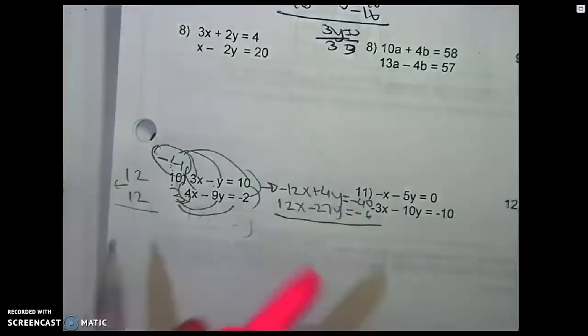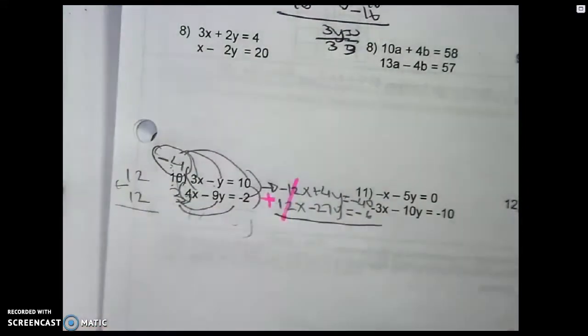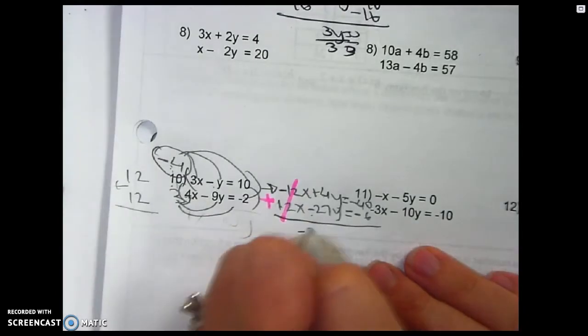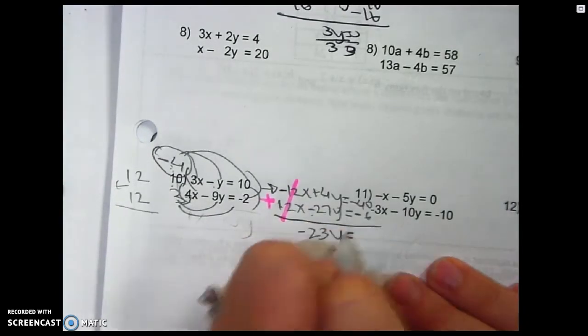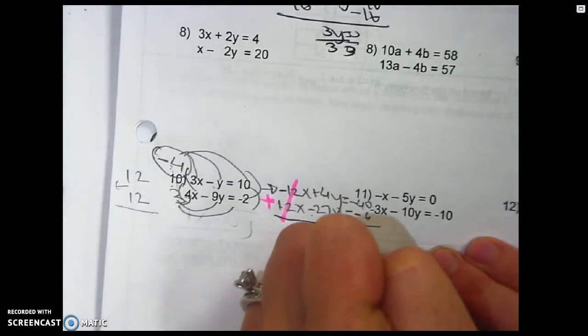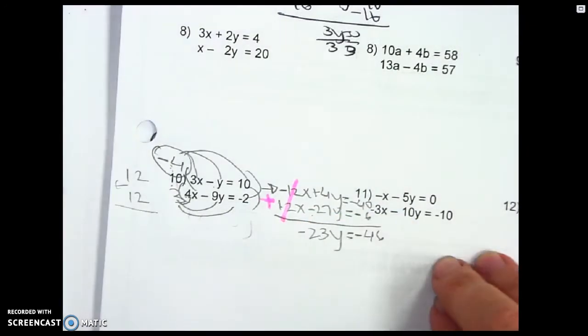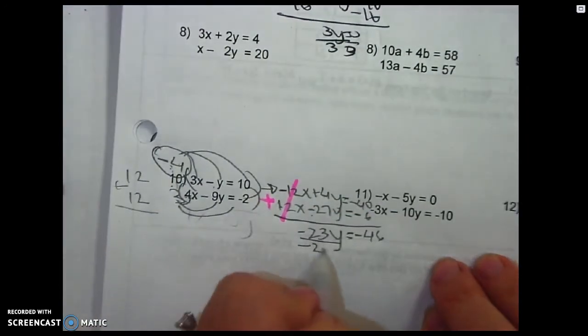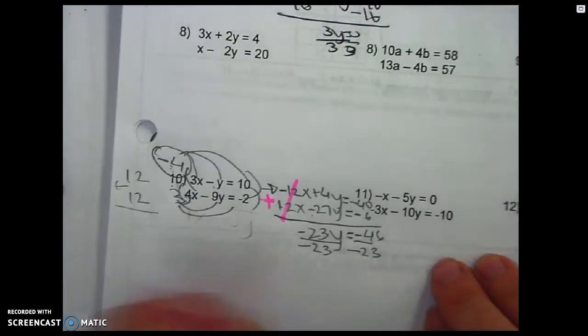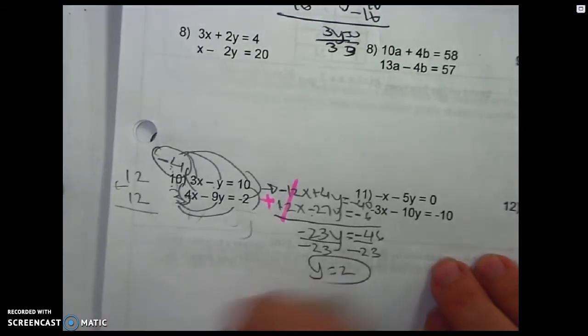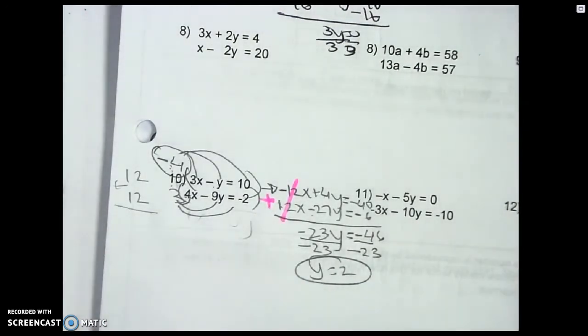Now, when I add to eliminate, boom, the x is gone. That makes me happy. 4 minus 27 is negative 23y, and negative 40 and negative 6 is negative 46. Divide by negative 23. Y equals 2. I got my y value.